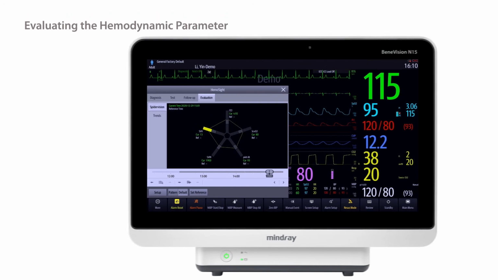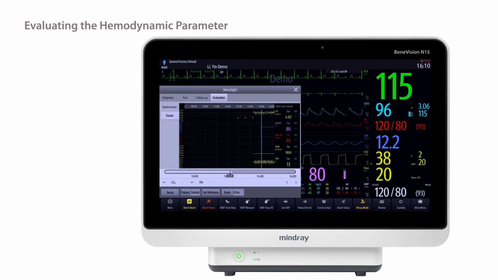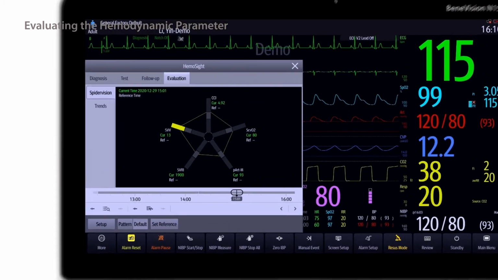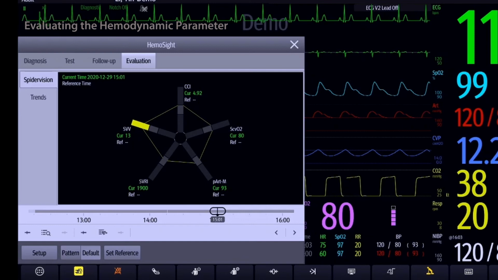The hemodynamic parameter changes can be reviewed on the evaluation page. The changes are displayed by conventional trends and also an intuitive spider vision diagram. The spider vision diagram enables clinicians to simultaneously monitor different hemodynamic parameters to see if they are outside the target ranges. Each spider leg is divided into 3 segments, indicating different value ranges for the respective parameter.